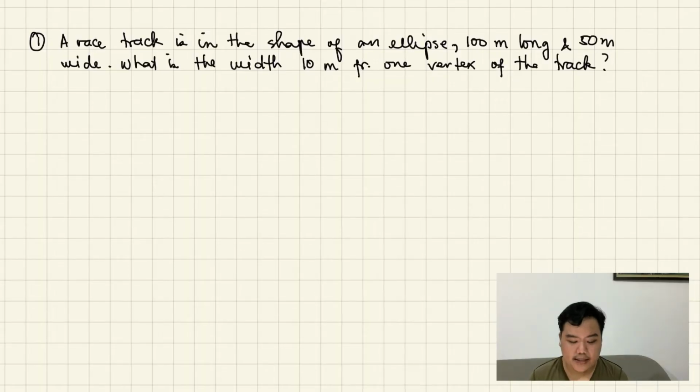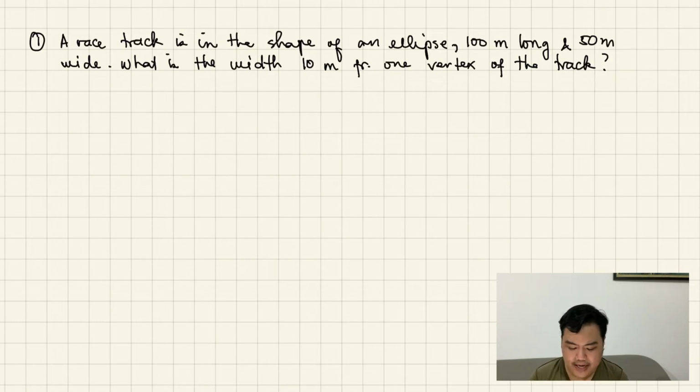For our first example, a racetrack is in the shape of an ellipse, 100 meters long and 50 meters wide. What is the width 10 meters from one vertex of the track?